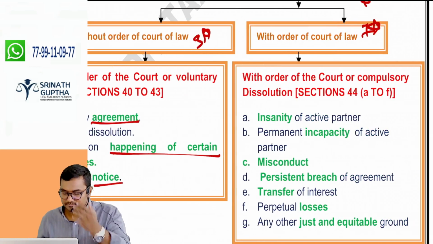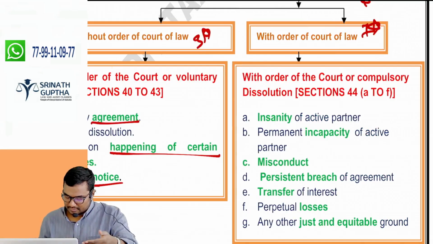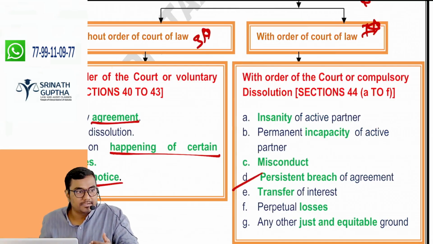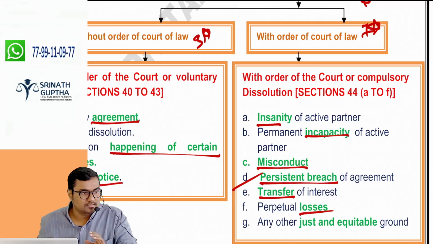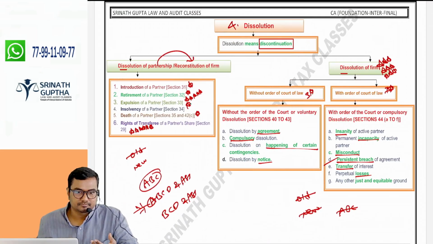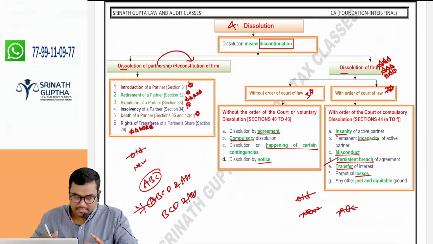And resolution with the order of court of law, again 7 types: government action, insanity of an active partner, incapacity of the active partner, misconduct of any partner, persistent breach of agreement by any partner, transfer of interest, perpetual losses, and any other just and equitable grounds. This is the summary of the whole chapter. First of all, clean it up. If we explain the headings, the chapter will be complete.